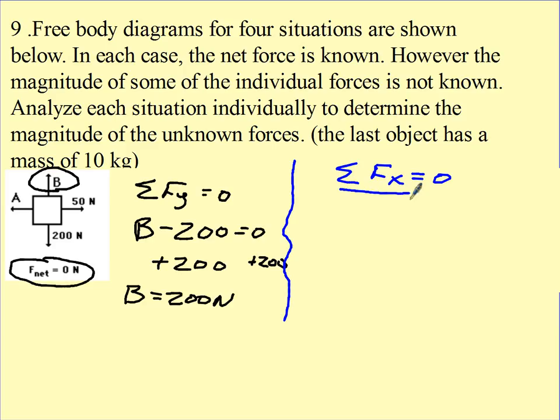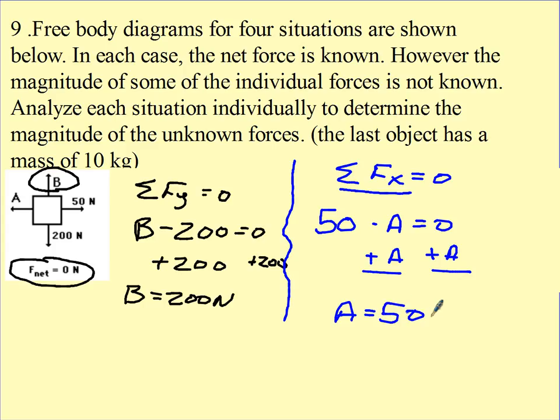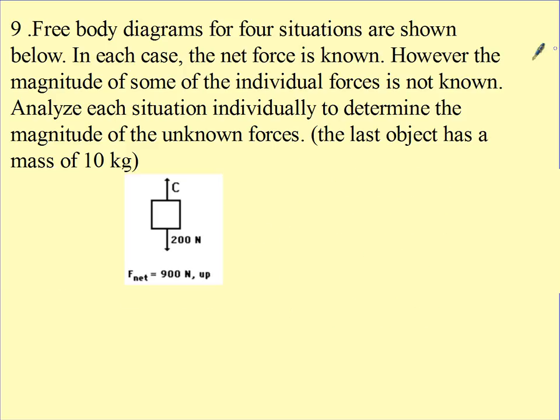Remember, this part right here is always the arrows from your diagram. So I'm going to have 50 positive minus a equals 0. I'm going to solve this for a. Now I've got this negative here, so I'm going to add a to both sides. And I'm going to flip it around. So a is equal to 50 newtons.